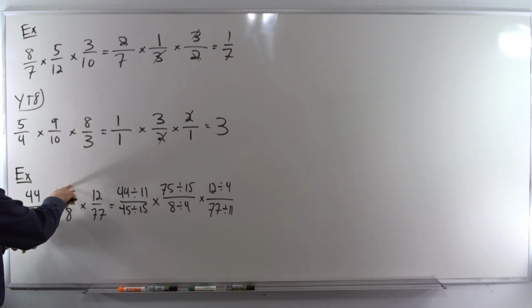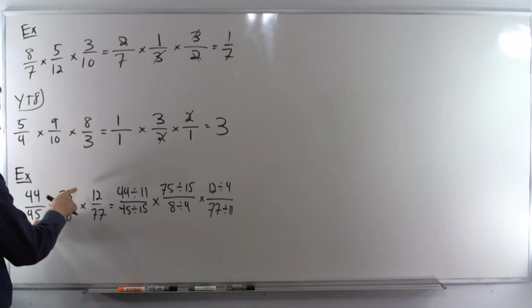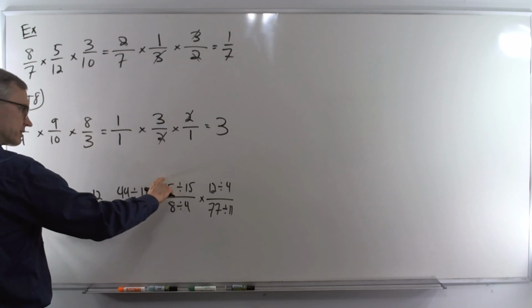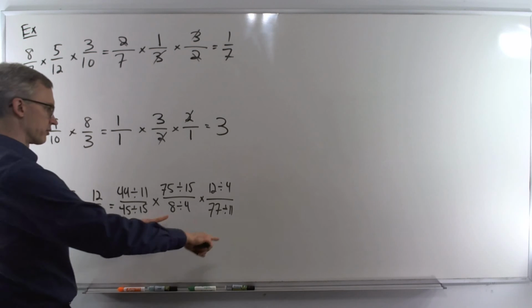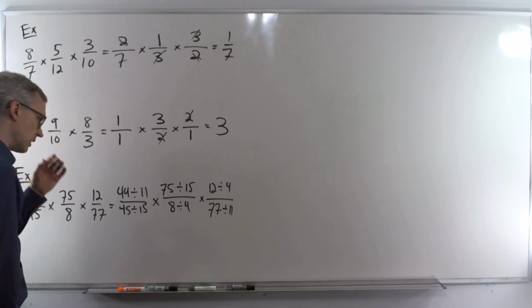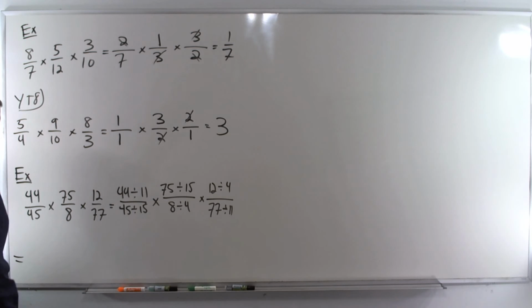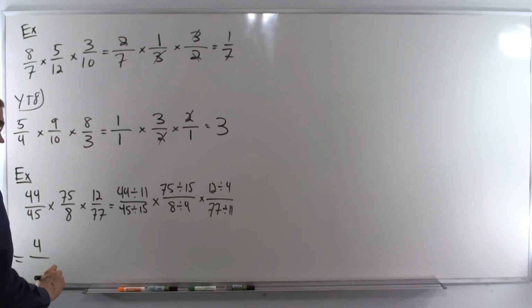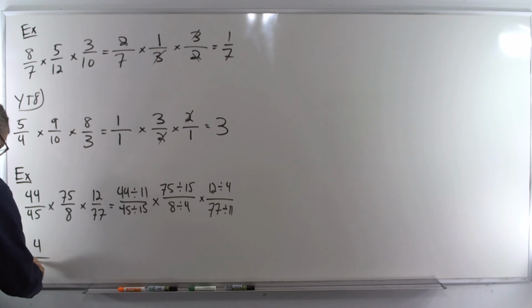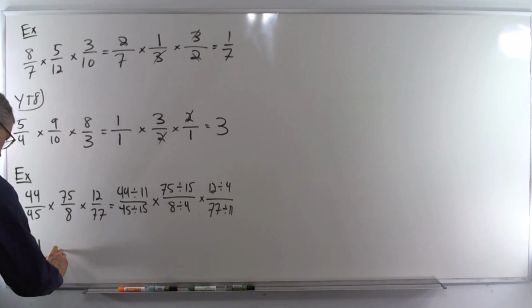Now we do 45 and 75. Those are both divisible by 15. All right, so we got 45 divided by 15, 75 divided by 15. And then finally 8 and 12. Those are both divisible by 4. All right, so there's all our simplifying operations. Now we will, 44 divided by 11 is 4, 45 divided by 15 is 3, so 4/3 for the first fraction.